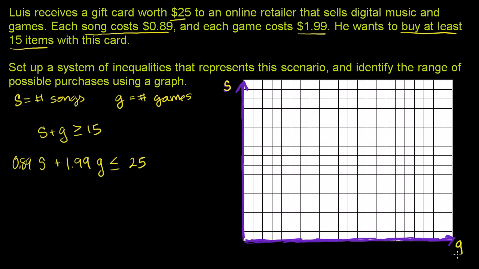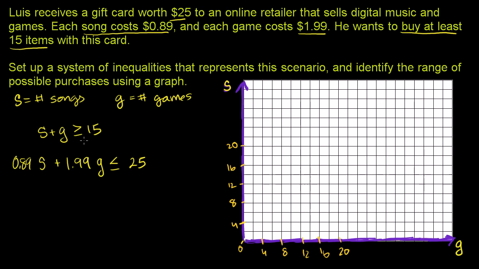Number of games. And just to make sure that we can fit on this page, because I have a feeling we're going to get to reasonably large numbers, let's make each of these boxes equal to 2. So this would be 4, 8, 12, 16, 20, and so on. And this would be 4, this obviously would be 0, 4, 8, 12, 16, 20, and so on.